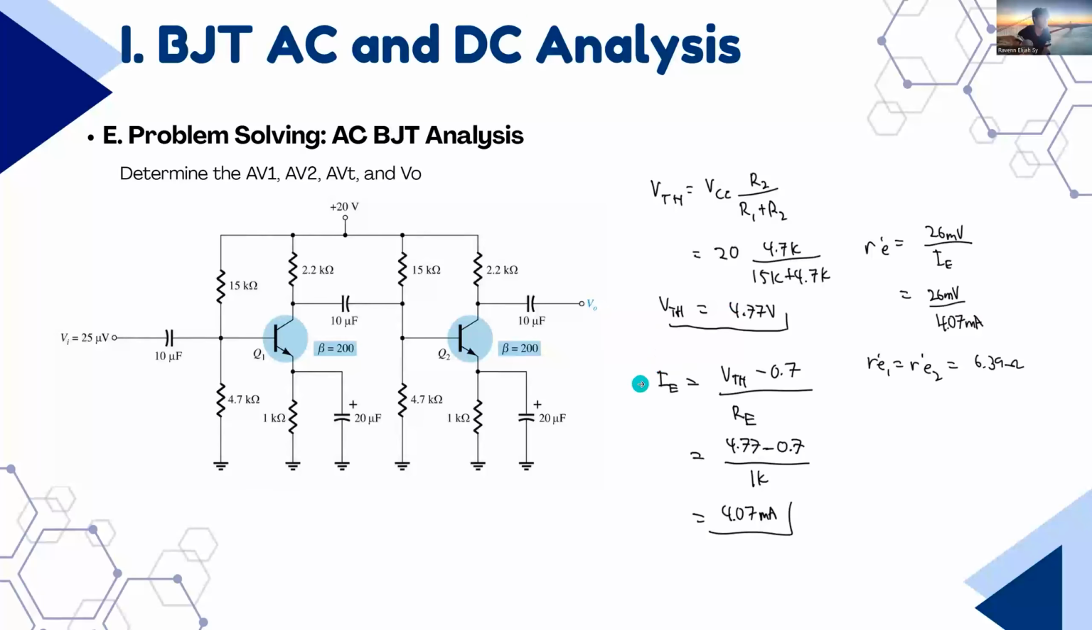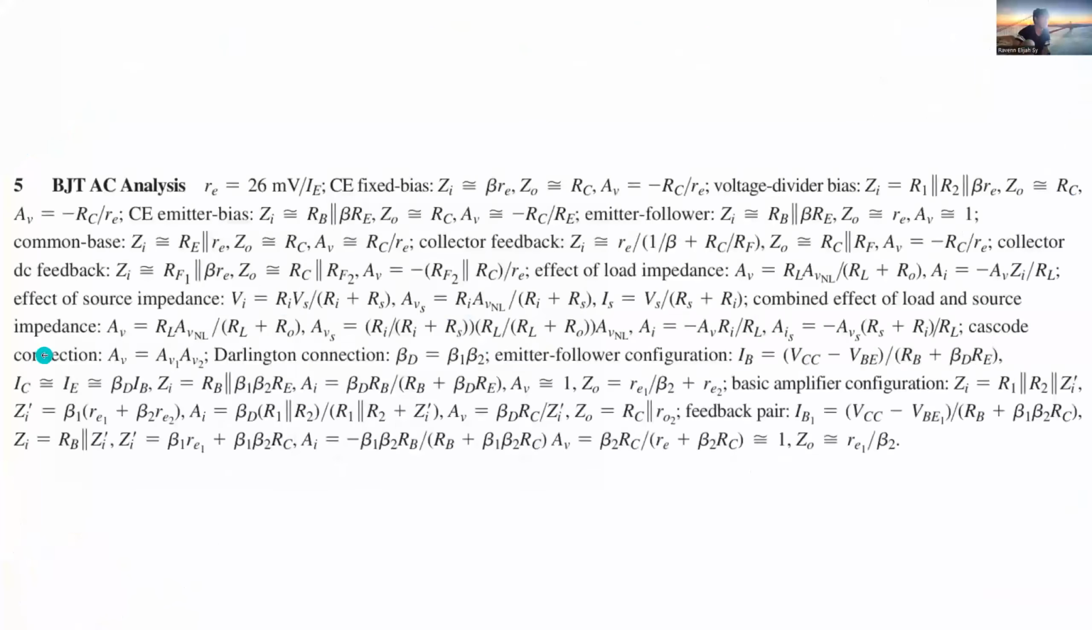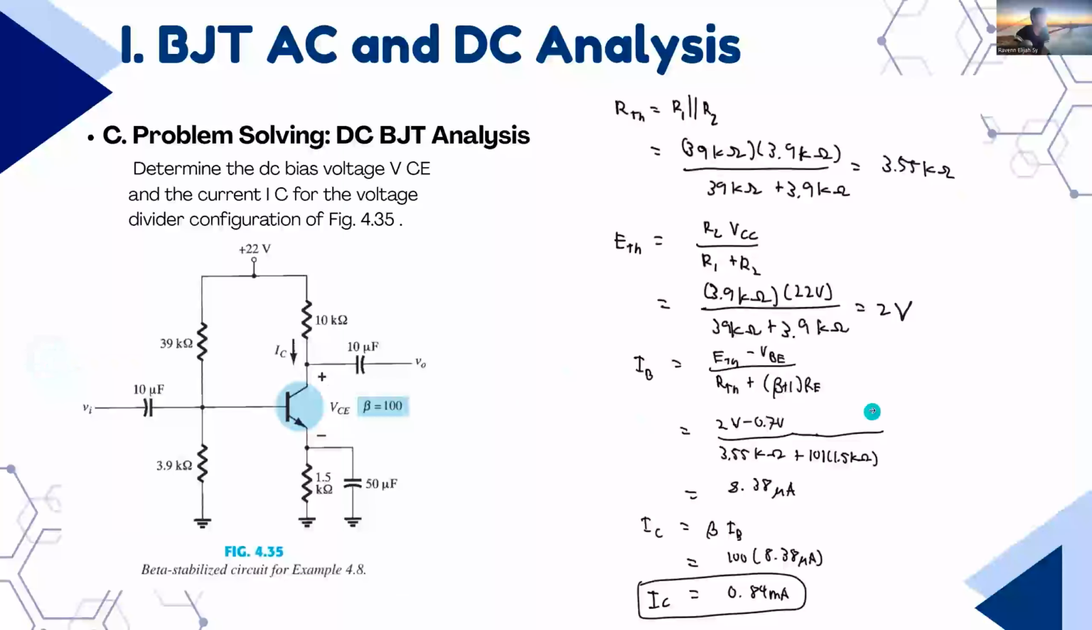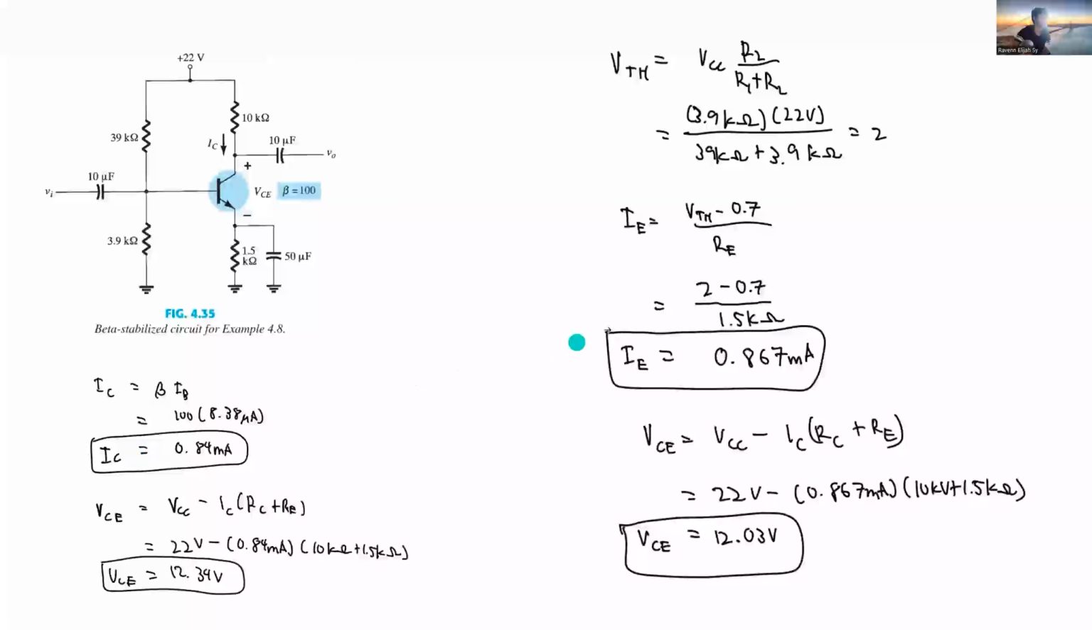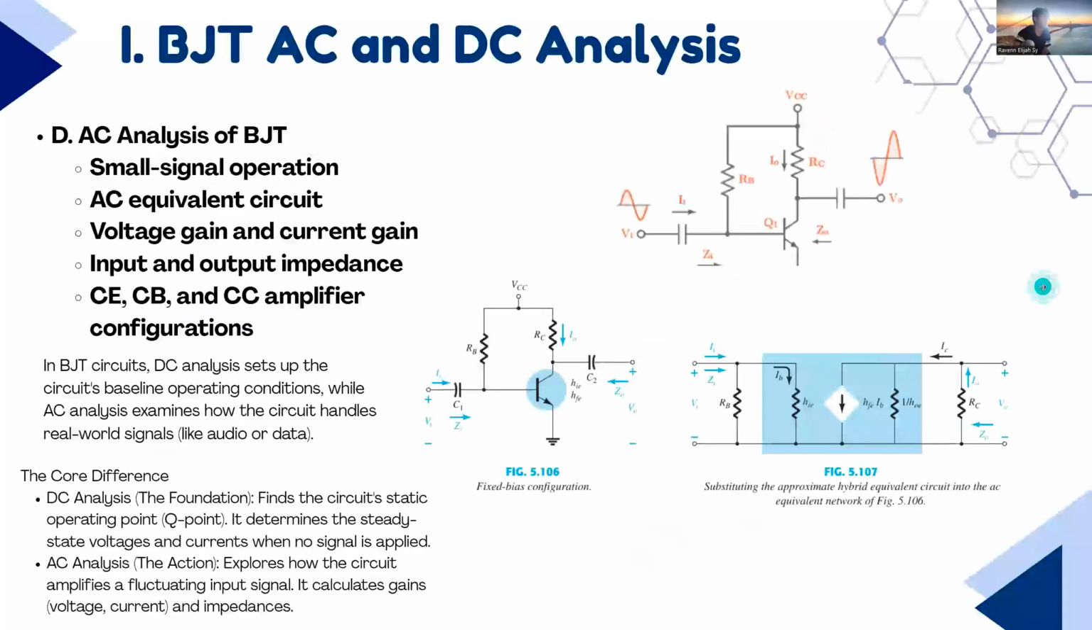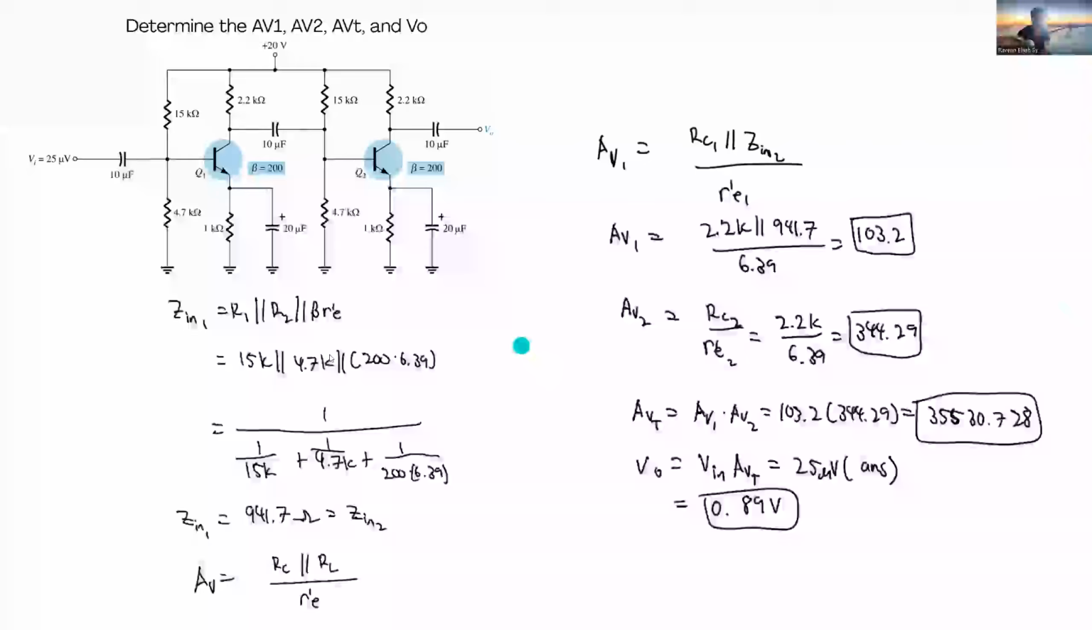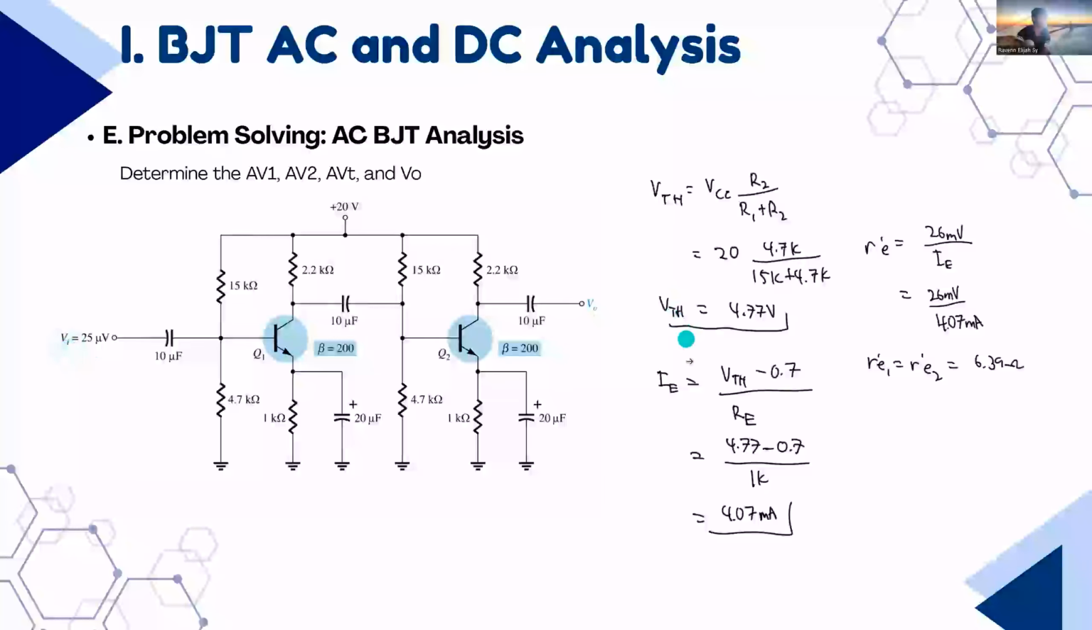Next, we get the IE. Like in the previous slides, this is the formula of IE: IE is equal to VTH minus VBE over RE. VBE is equal to 0.7. So IE is equal to VTH minus 0.7 over RE. We apply the values, then we compute in our calculator. 4.07 milliamps.